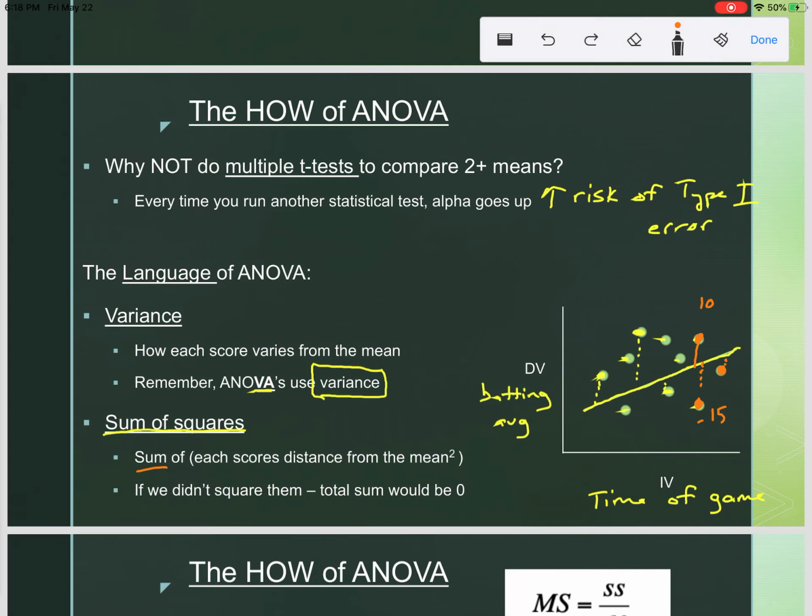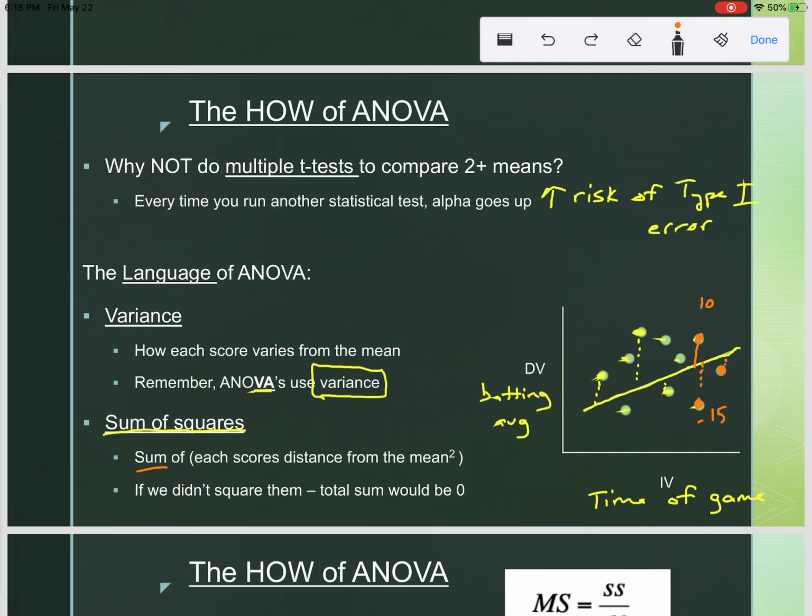So we're basically finding a way to mathematically find in totality how much all of the scores varied from the mean. If all the scores varied from the mean a lot, we might be more likely to find a significant difference between groups. If the scores didn't vary much from the mean, we may be less likely to find a significant difference between the groups.